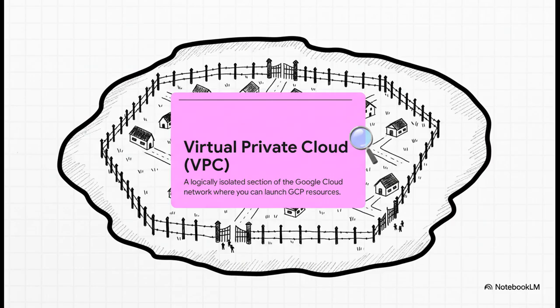Honestly, the best way to wrap your head around it is with a simple analogy. Imagine Google Cloud as this massive, continent-sized piece of land. A VPC is you showing up and fencing off your own private plot. And inside that fence, you get to decide where the roads go, where the houses get built, and who gets the key to the front gate. It is your own secure, private chunk of the cloud.